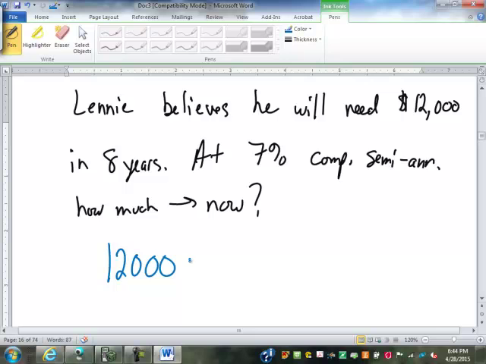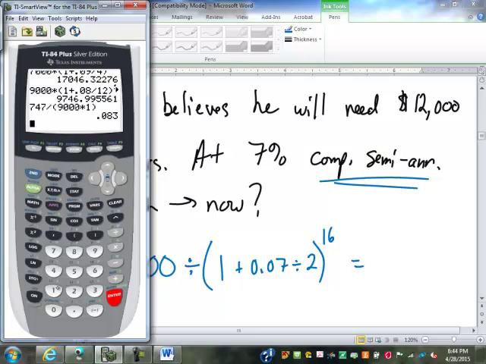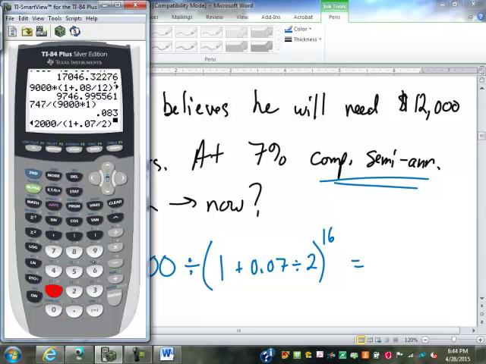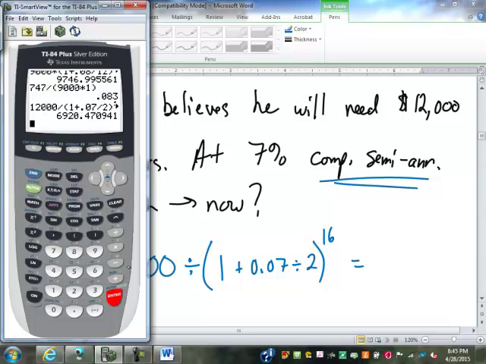$12,000 divided by 1 plus 0.07 divided by 2, semi-annually means 2, to the power of 16. Semi-annually for 8 years is 16 periods. That gives us 6,920.47.